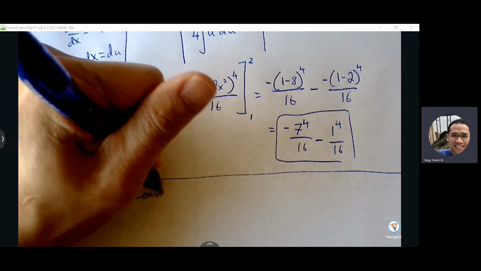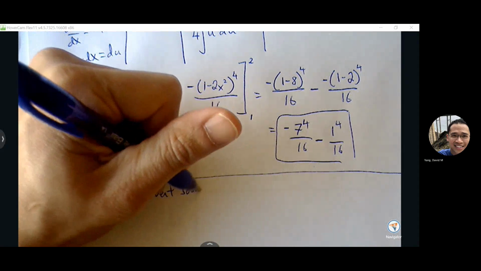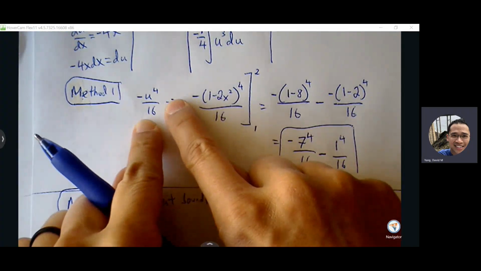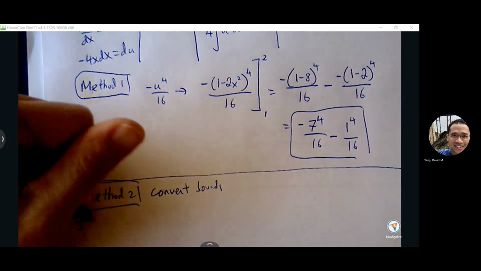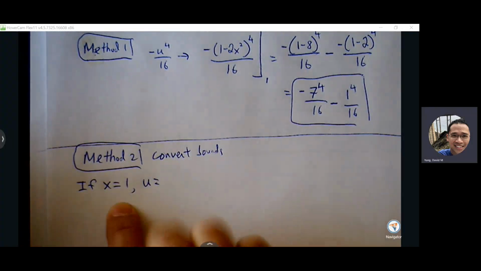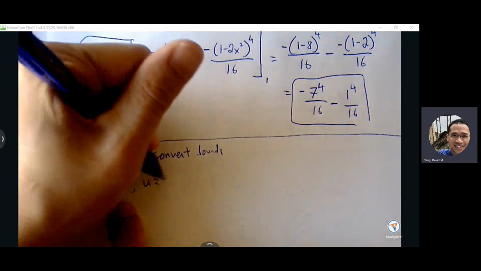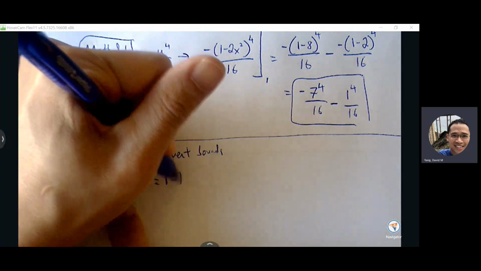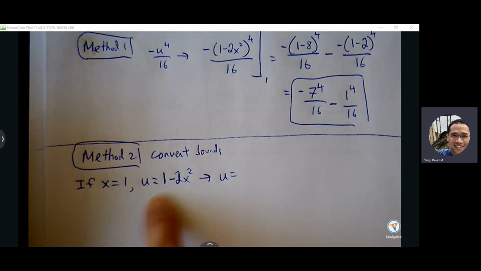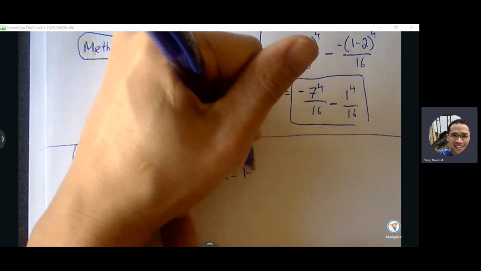converting the bounds, which will allow you to use that negative u to the 4th over 16. So my original lower bound was x equals 1. My conversion is 1 minus 2x squared. Okay, plug 1 in for x, I can solve for u.